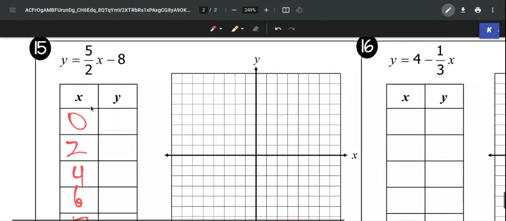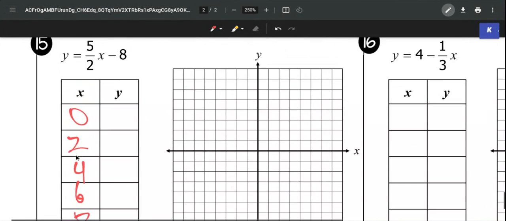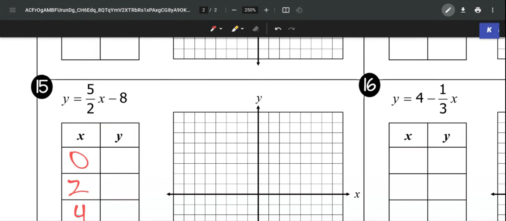All right, so we can still do this one. We have 0, 2, 4, 6, and 8. So if we want to graph this, we need to first plug in 0 for x, which would look like this. y equals 5 over 2x minus 8. Now, 5 over 2x is actually 5 over 2 times x, so plugging in a 0 for x would just mean we're multiplying our 5 over 2 fraction by 0 minus 8. 5 over 2 times 0 is just going to be 0 minus 8 is negative 8.